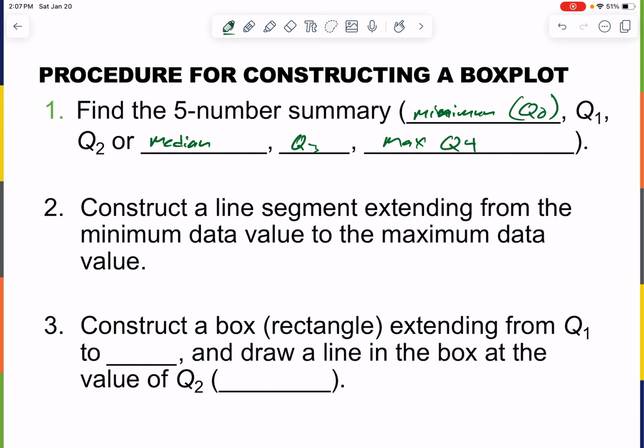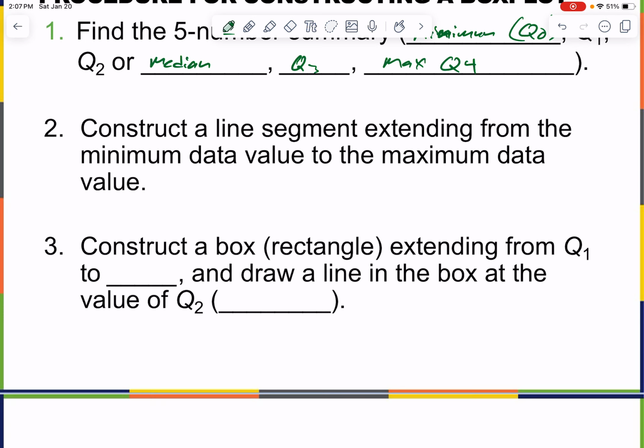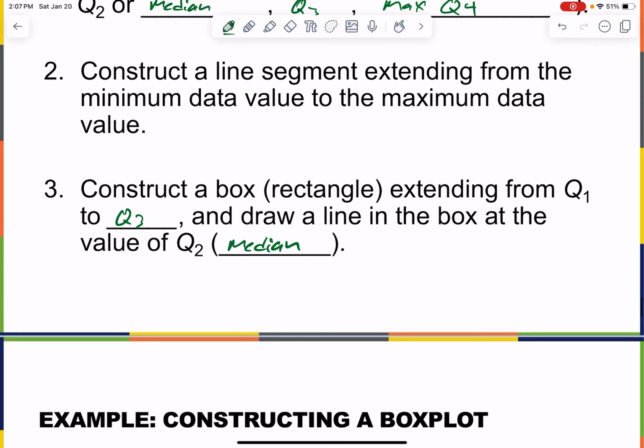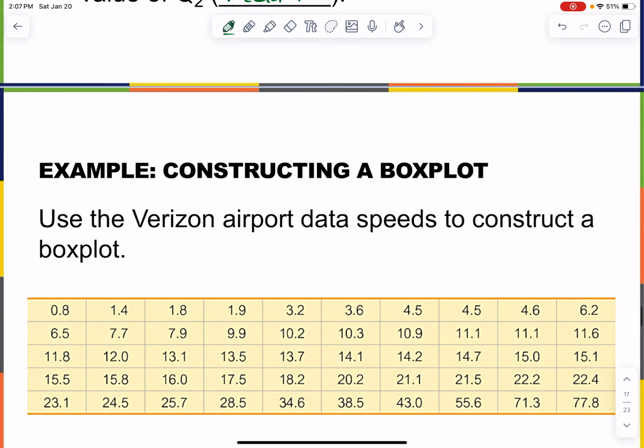Construct a line segment extending from the minimum data value to the maximum data value, and then construct a box extending from Q1 to Q3, the third quartile. And draw a line in the box at the value of Q2, which is, as always, known as the median. Okay, let's take an example.